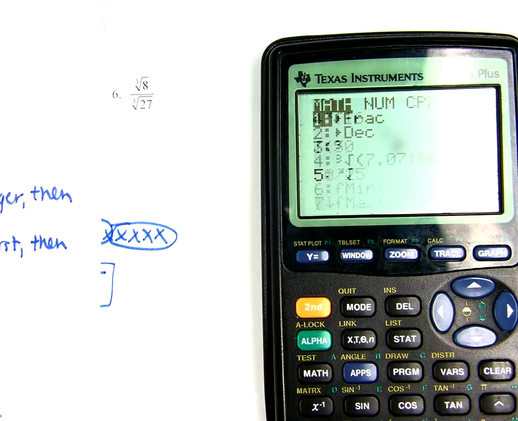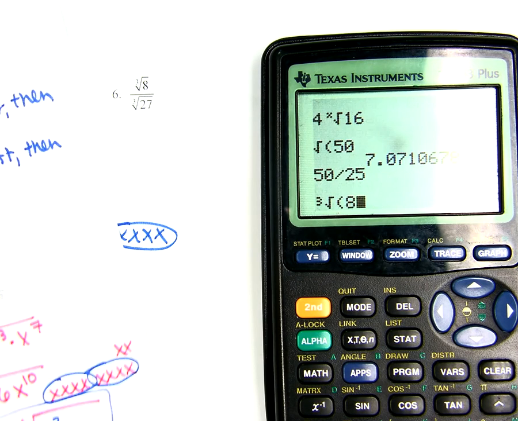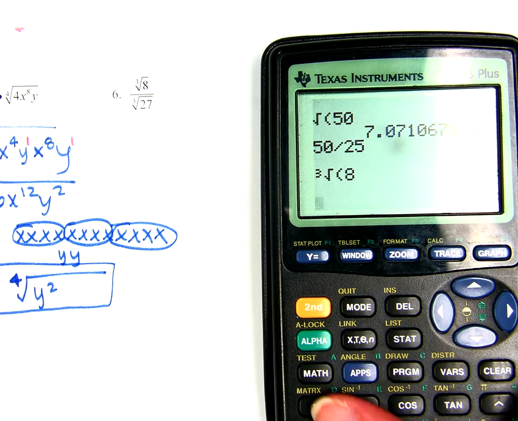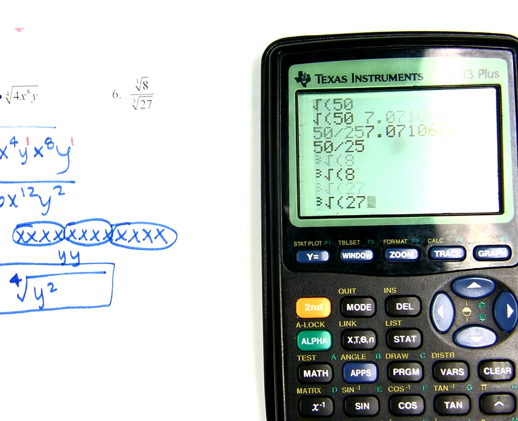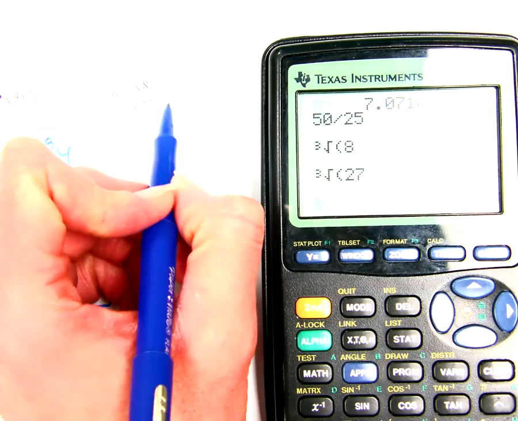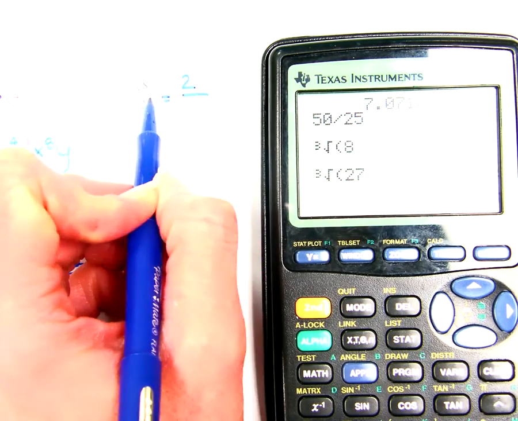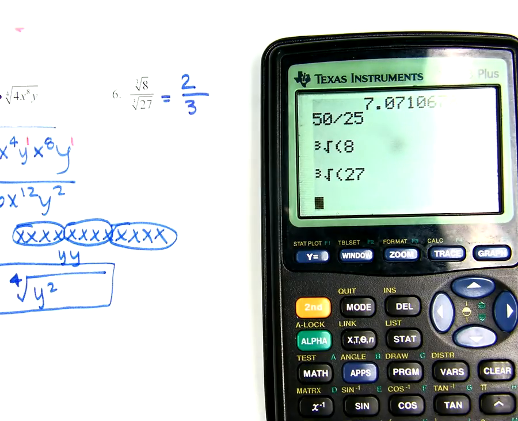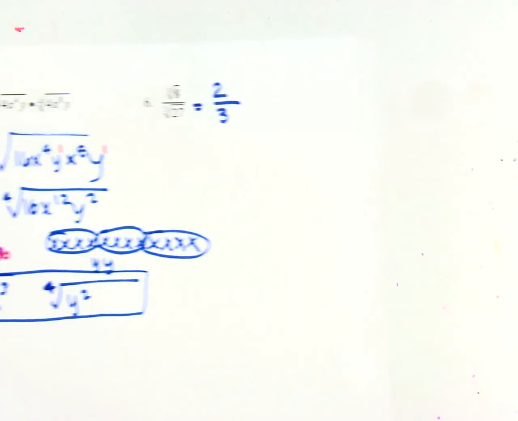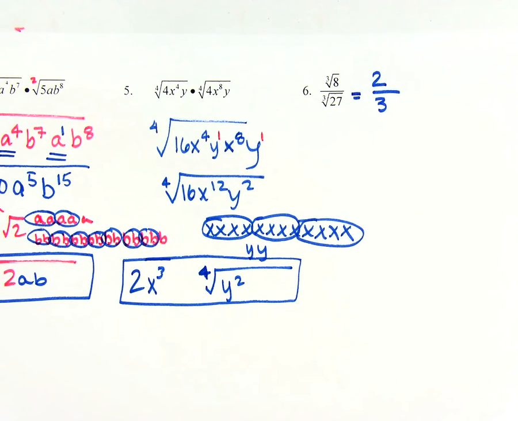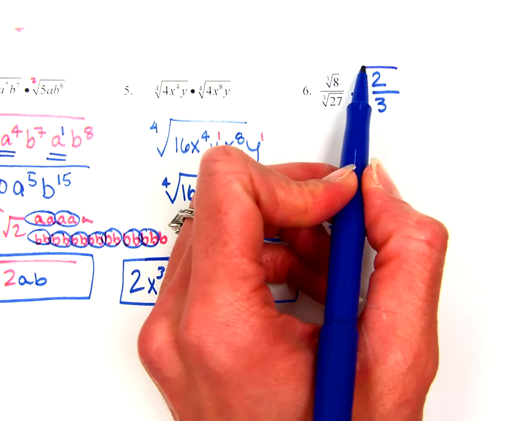Okay, so cube root of 8, cube root of 27. Right, so the cube root of 8 is 2, and the cube root of 27 is 3. Well, those turn out to be integers, so I guess we're done, 2/3. And it doesn't reduce to anything else, so that's your final answer.